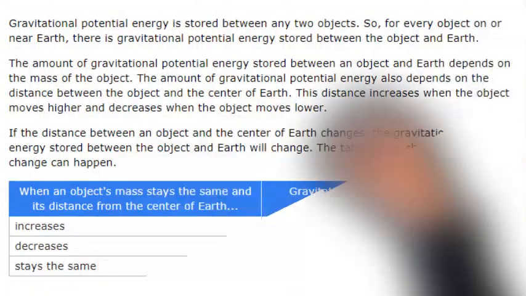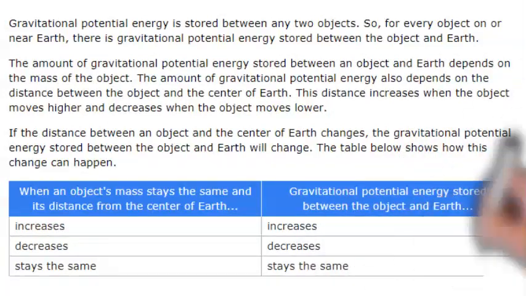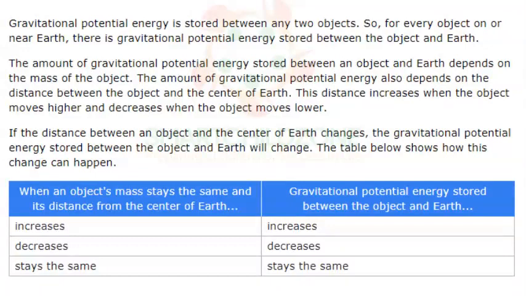Gravitational potential energy is stored between any two objects. So for every object on or near Earth, there is gravitational potential energy stored between the object and Earth. The amount of gravitational potential energy stored between an object and Earth depends on the mass of the object.